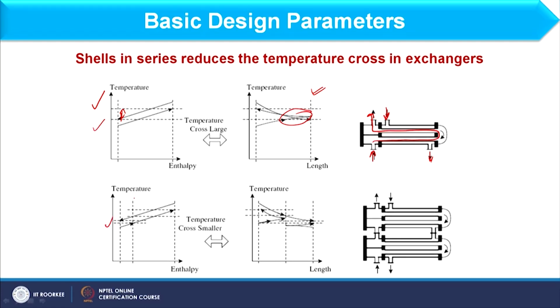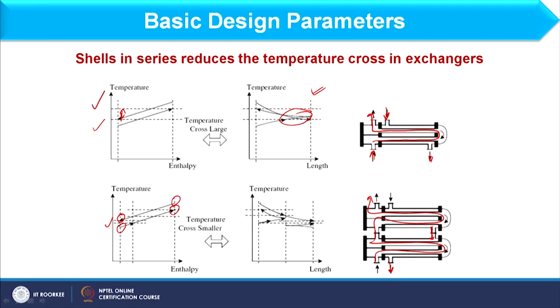These two graphs are the same, and here, instead of one shell, we consider two shells. Fluid enters one shell, exits, then enters the second shell and then exits from the second shell. If I am considering two shells, I have to consider 4 passes in the tubes. The tube will go like this and then the tube movement will be like this. So, here we have this kind of condition. Now, I cannot change the terminal temperatures, all these temperatures will remain the same.